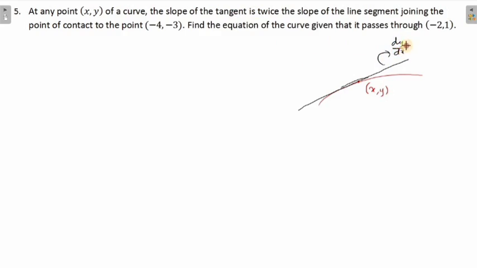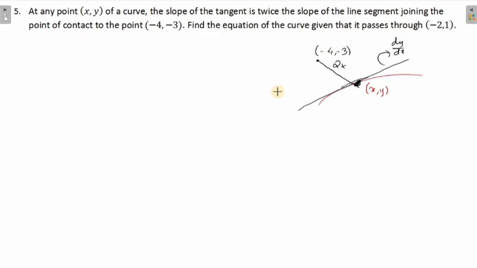So this slope of the tangent is, in fact, twice the slope of the line segment joining the point of contact to the point (-4, -3). So let's say point (-4, -3) is out here. Now if you join these two, you get the slope of this line also. So the slope of this line is twice the slope of this line. That's what the question is saying.